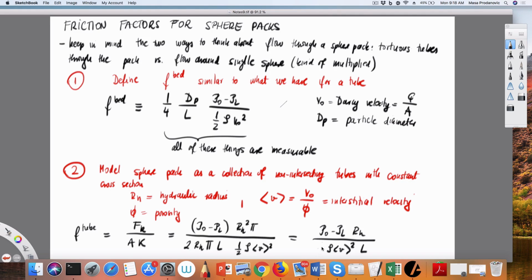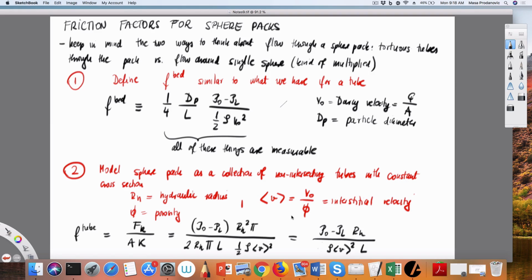So now, what is going to be the idea here? For tube, I already know my friction factors for different flow regimes. So what I'm going to do here is express this F bed in terms of F tube. Basically, I can see that I have this pressure difference that is in both. So I can actually use that. And I'm going to then simply see what my F bed is in terms of F tube.